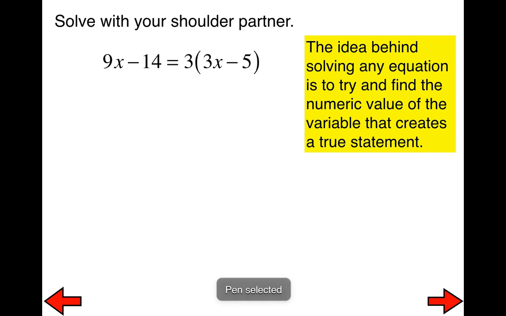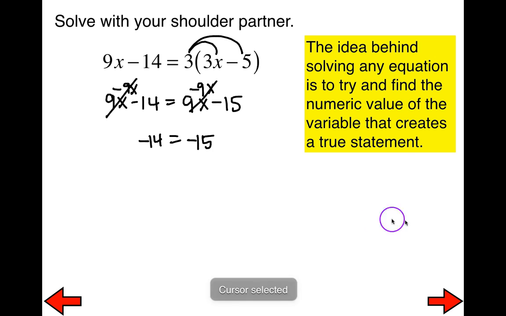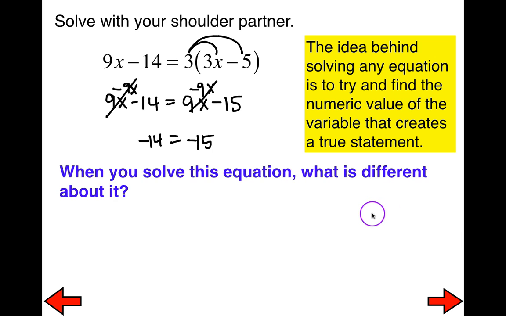The next example, let's see here. I'm going to have 9x minus 14 equals, distributing the 3, I have 9x minus 15. Here, since I have variables on both sides, I'm going to go ahead and move it over to the left. So I'm going to subtract 9x from both sides. This is going to leave me with negative 14 equals, this is going to cross out as well, negative 15. Well, what's so different about this equation? Once more, I have no variables whatsoever. They were both eliminated from both sides, and I ended up with a false statement.